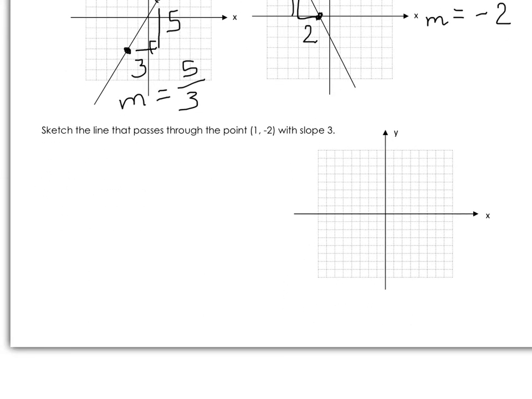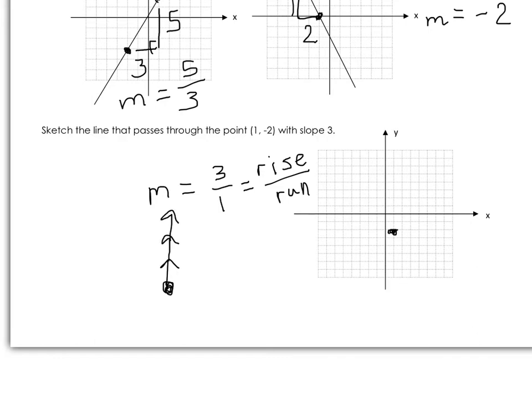Sketch the line that passes through the point 1, negative 2 with slope 3. So let's start with the point 1, negative 2. Now we need to have a slope of 3. I want to think of that slope as 3 over 1 because I like to think of the slope as the rise over the run. So if we start at a point, any point on the line, and we rise by 3, 1, 2, 3, it's positive, so we know it has to go uphill.